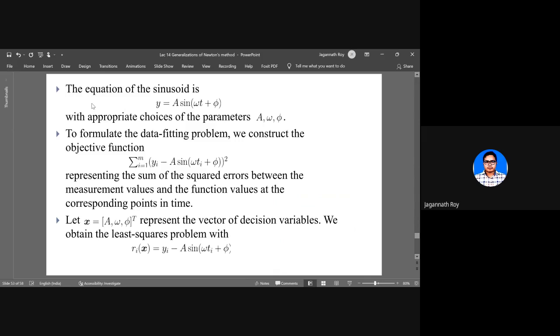So you can see that this function we have taken here, y cap, is treated as a non-linear function, which is in a 3 variable case. A unknown, omega unknown, phi is also unknown. So we'll start from here in the next class. If you have any doubt, you can ask me.